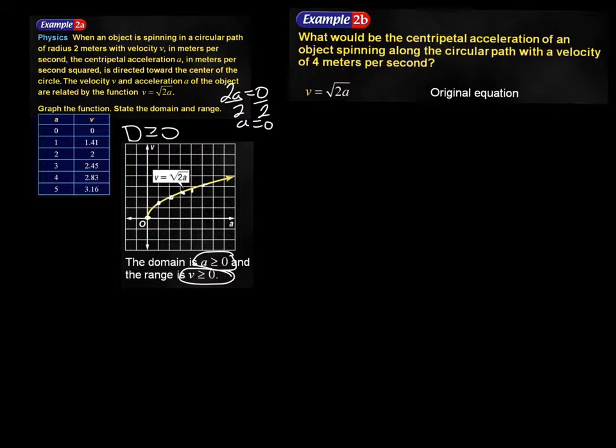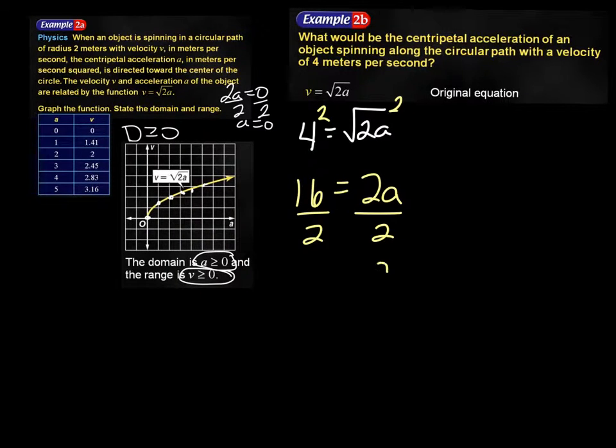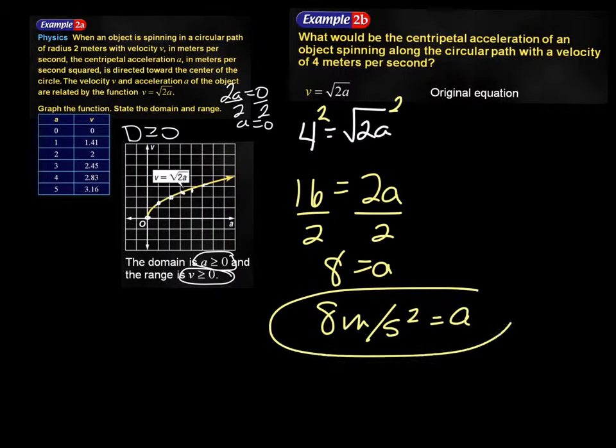Then they ask what would be the centripetal acceleration of an object spinning along a circular path with a velocity of 4 meters per second. So to solve, we can square both sides. So I have 16 equals 2a divided by 2, and I have a equals 8. And if you just hit the down arrow on your calculator a few times, you could have found it in your table as well. So it would be 8 meters per second squared with our label.